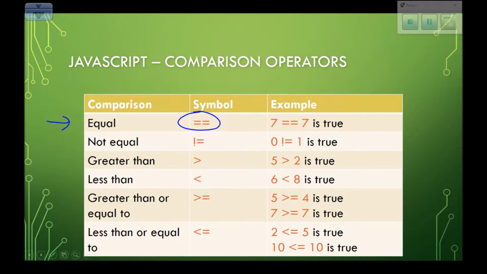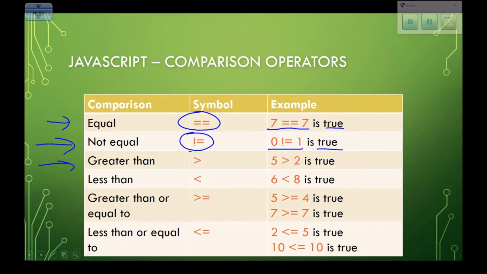An example of that, 7 is equal to 7, is true, because those two things are equal to each other. If I want to see if two things are not equal to each other, or make the statement that they're not, I'll use exclamation point equals. So 0 is not equal to 1 is true, because 0 and 1 are not equal to each other.